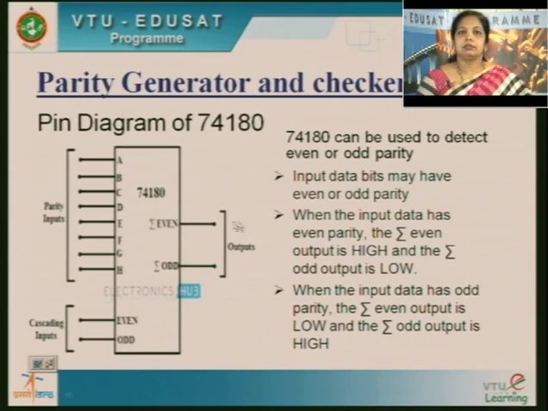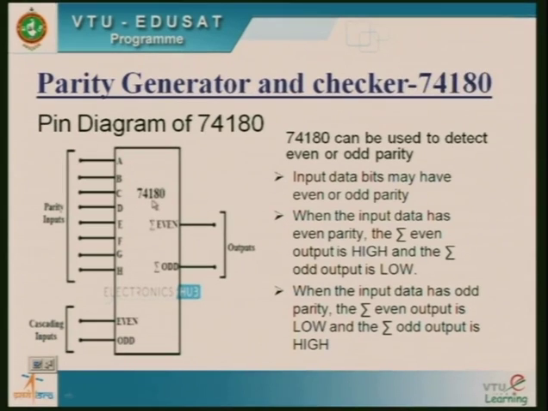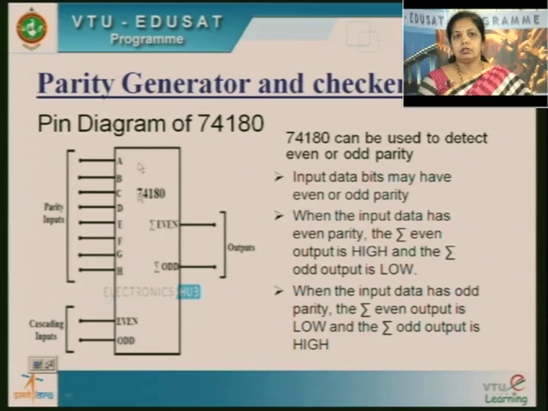So there is an IC called 74180. This is the pin diagram of 74180, which has got inputs, and it has got outputs as well as cascading. Suppose I want to send more information than the available inputs, then I can cascade, or I can use similar kinds of ICs, two or more ICs. I cascade the first IC with the second IC so that more bits can be sent.